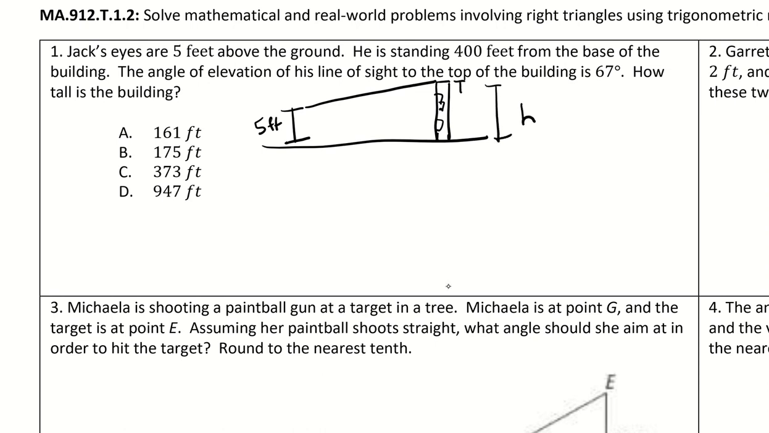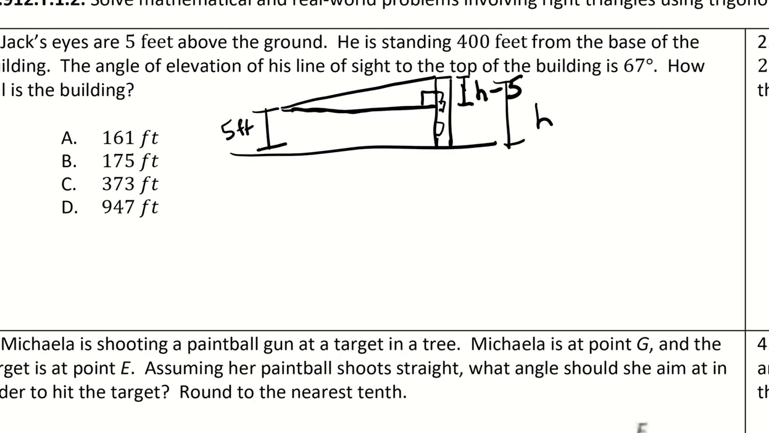Which means that we're going to make a right triangle out of this. Okay, so now we've got a right triangle. And you notice that this height here is the height of the building minus his height of 5. So this is actually h minus 5. Does that make sense? If the total is h and this is 5, then this part is whatever h is minus 5. So that's the height of this right triangle.